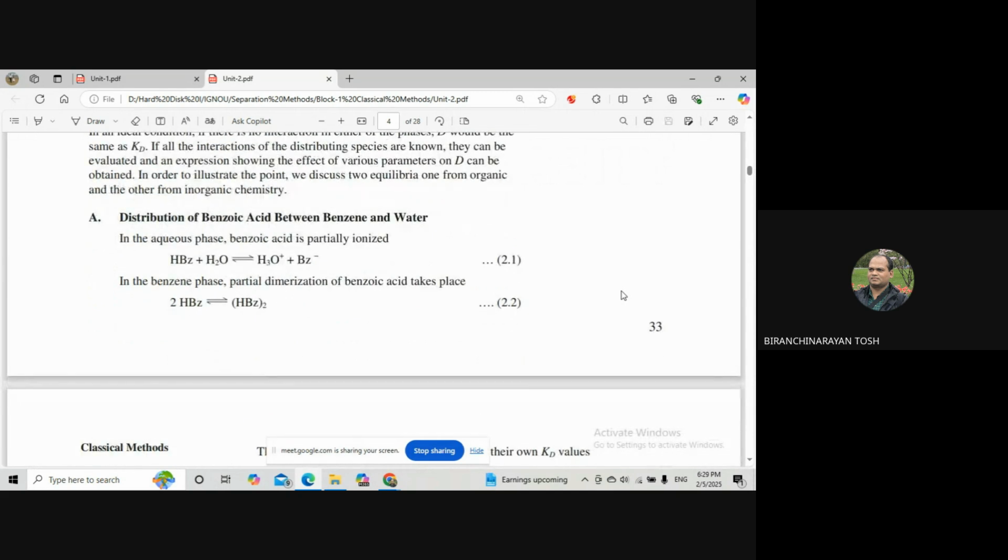So, distribution of benzoic acid between benzene and water. We have already discussed it a little and given the idea that it will dissociate in water and associate in benzene. So what is the equilibrium condition that we have to see here? In the aqueous phase, as you know, benzoic acid, which we have written here as HBz, in water will produce H3O+ and Bz−, the benzoate ion and the hydronium ion.